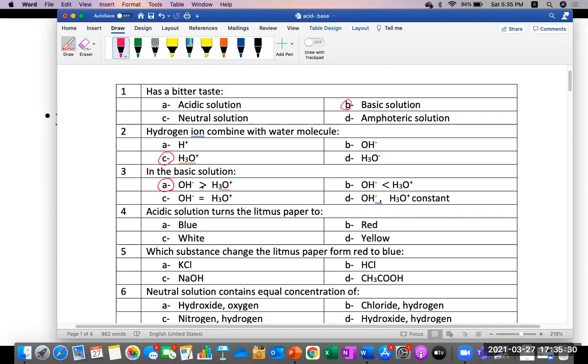So OH minus would be higher than H3O, and H3O is equivalent to H plus. So if you say H plus, it means that you say H3O. They are equivalent, okay? For an acidic solution, turn the litmus paper to, okay, it will be red.